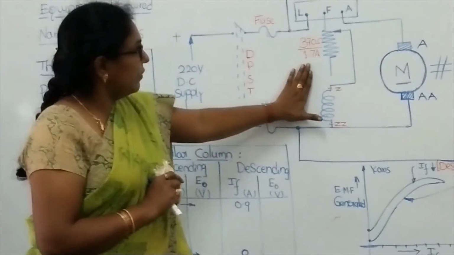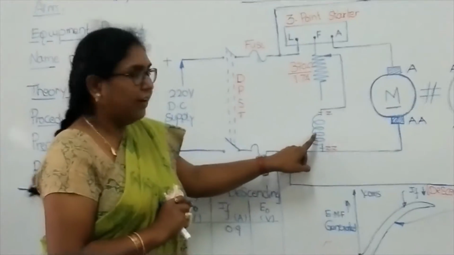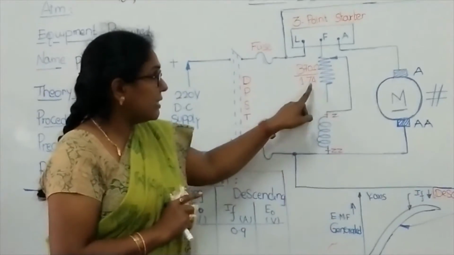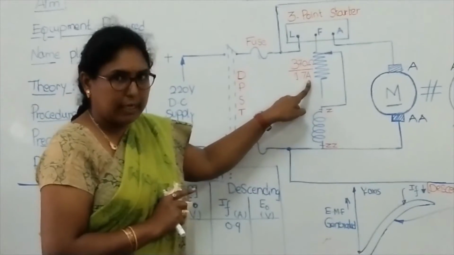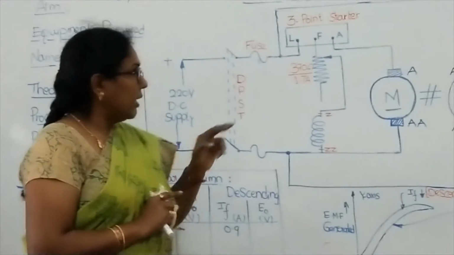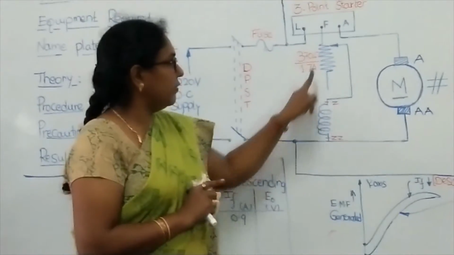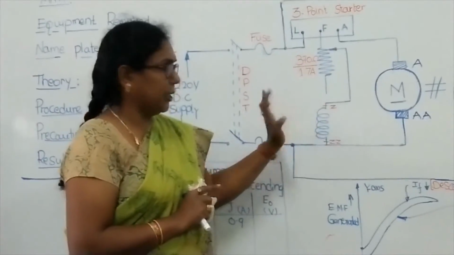And if you observe, there is a rheostat connected in series with the field winding of the DC motor. It is called the motor field rheostat. The initial condition is that this rheostat should be kept in the minimum resistance position. If you observe, it is kept in the minimum resistance position.